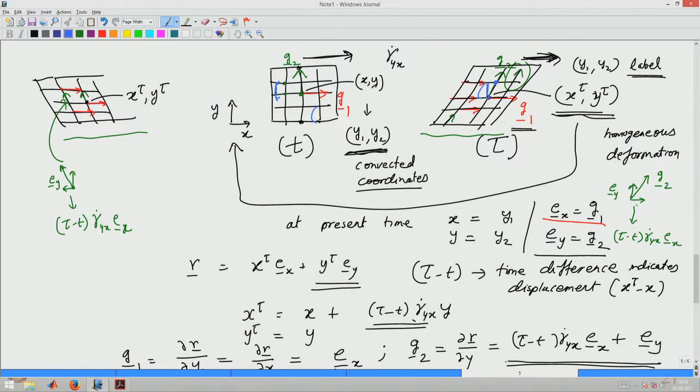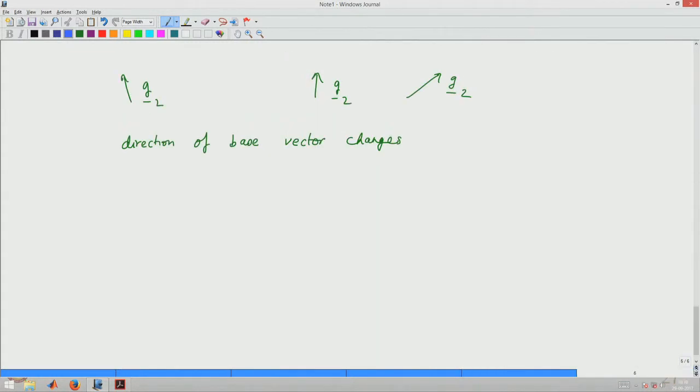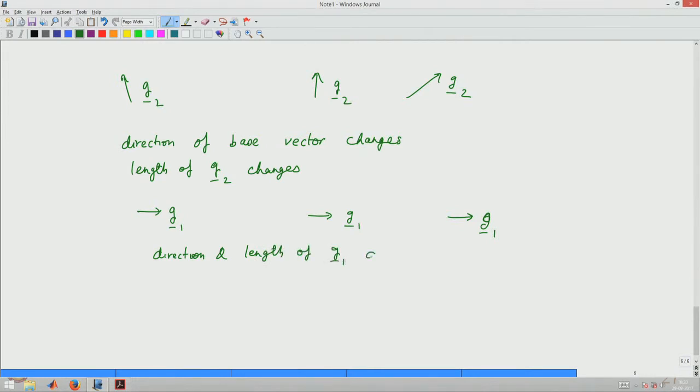Of course, at the present time the length is unity, and that is why we have G2 equal to Ey at the present time. But at any arbitrary time, the length of G2 changes. Of course, we can see that G1 itself does not change. So, G1 remains in this direction, and so clearly the direction and length of G1 does not change.